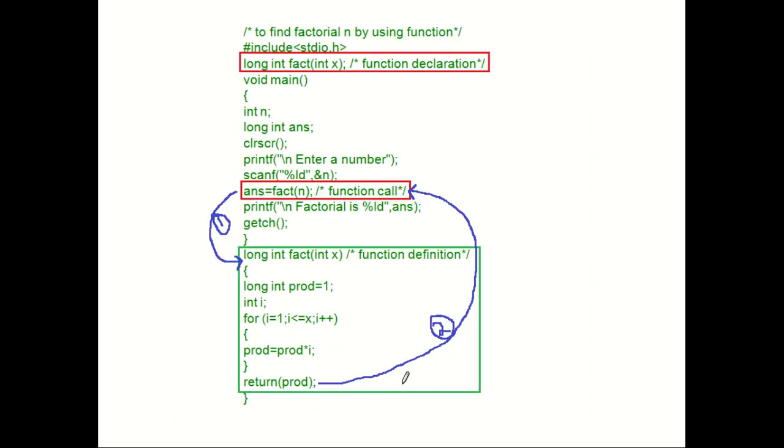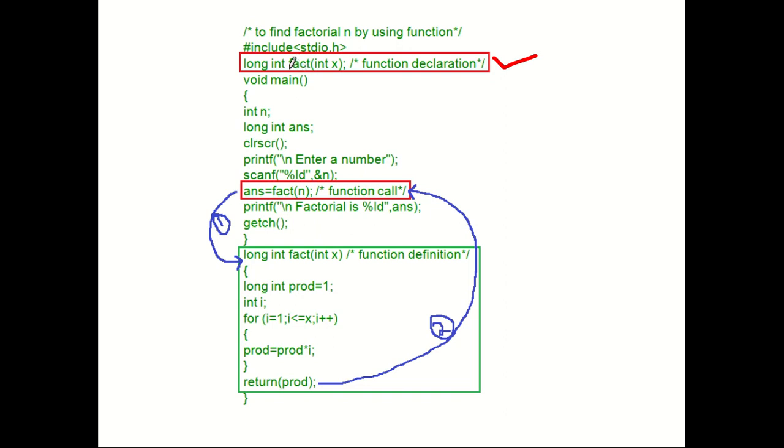Let us see one more program. Assume I want to find a factorial of a given number. Already this program we have implemented without using function. So let us implement this concept using function here. So I have declared the prototype.